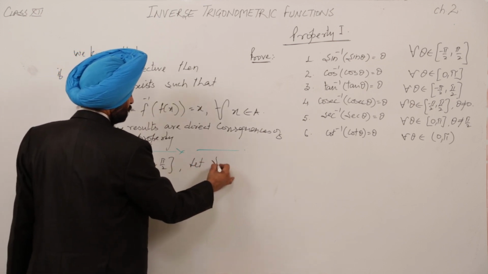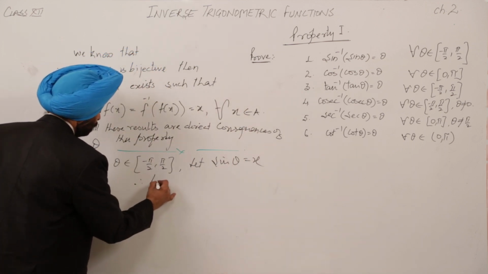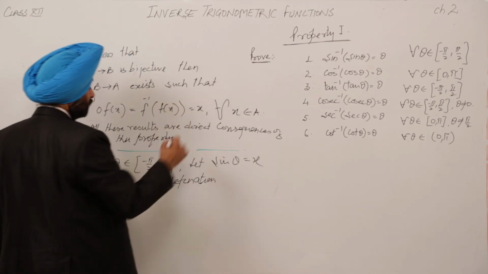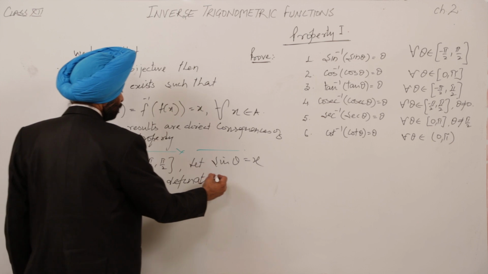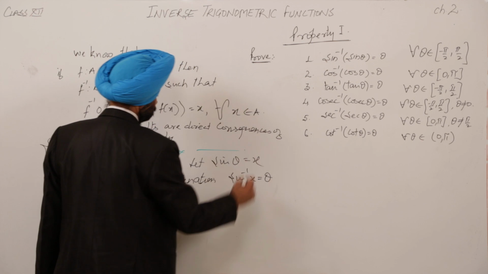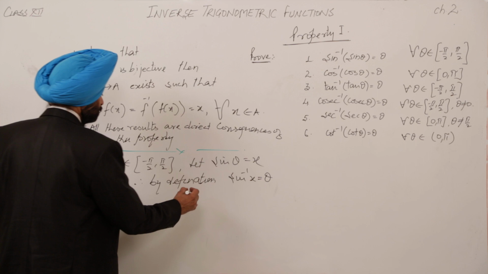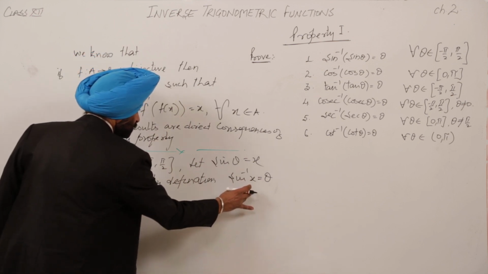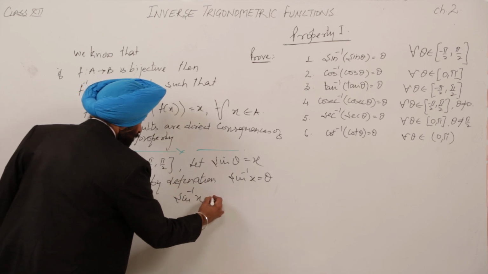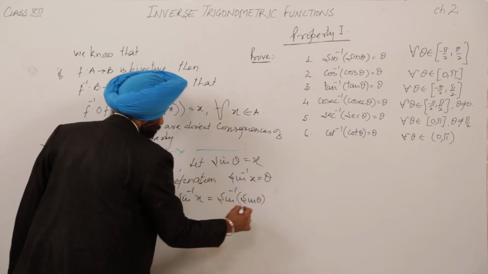Let sine theta be equal to x. Therefore, by definition, for this part, what are we getting? Sine inverse x is equal to theta. By the definition we got sine inverse x is equal to theta. Now sine inverse x is equal to theta, and sine inverse x can be written as sine inverse sine theta.